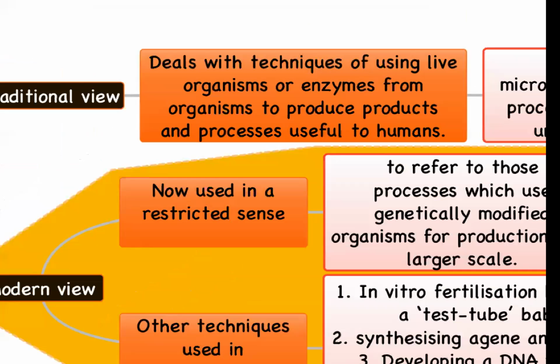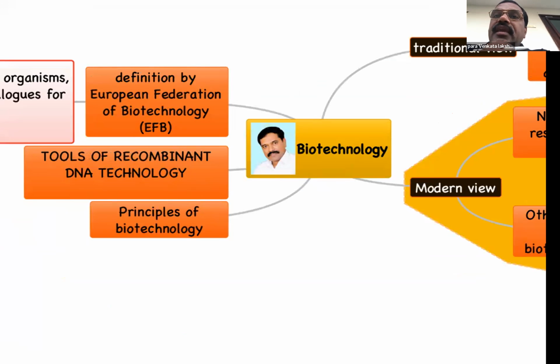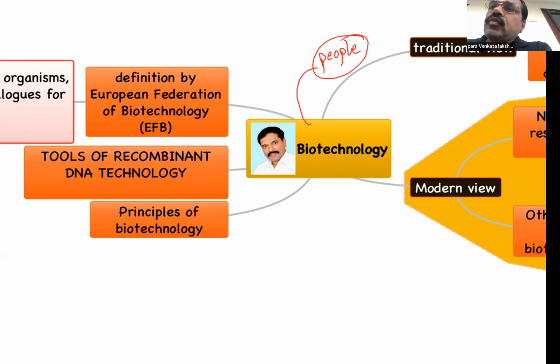If you see the traditional view, modern view, and the definition given by EFB, the European Federation of Biotechnology. Then in this entire chapter, these are the things there. So far we discussed the people connected with biotechnology. Who are these people? Stanley Cohen, then Herbert Boyer, and the other person, René Descartes.